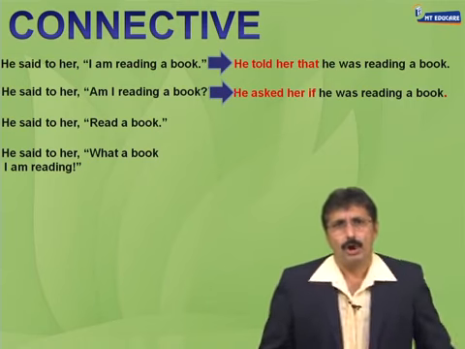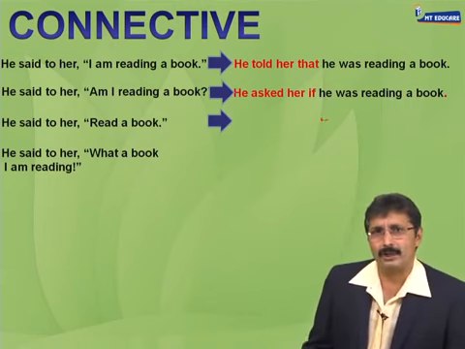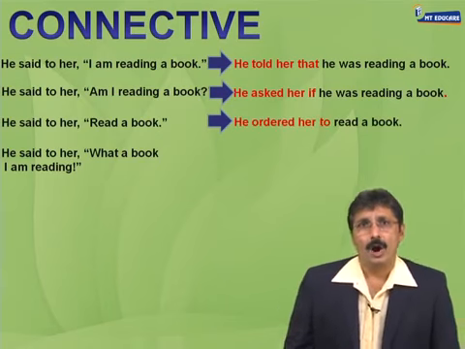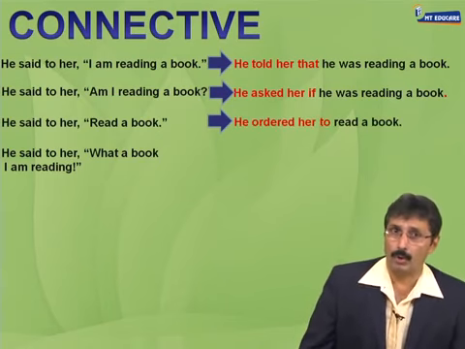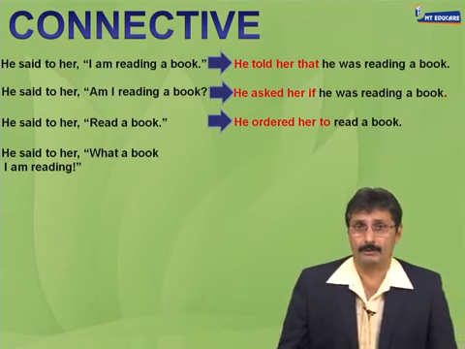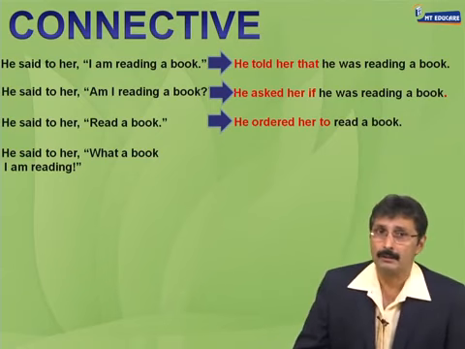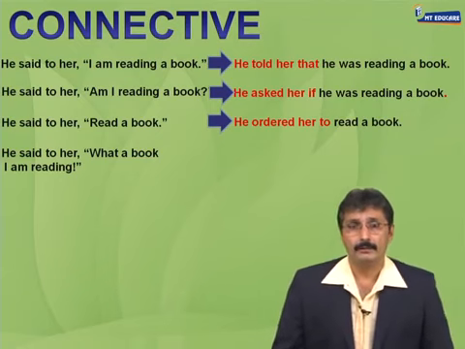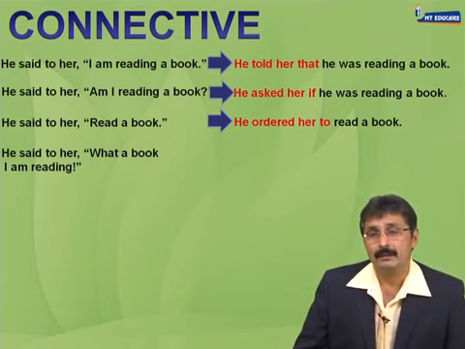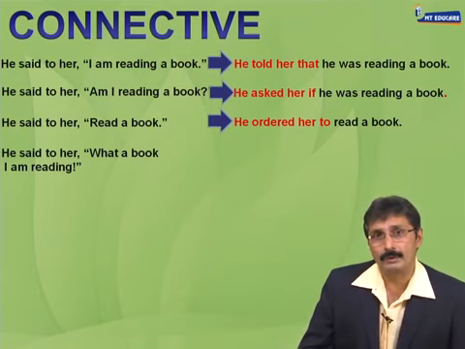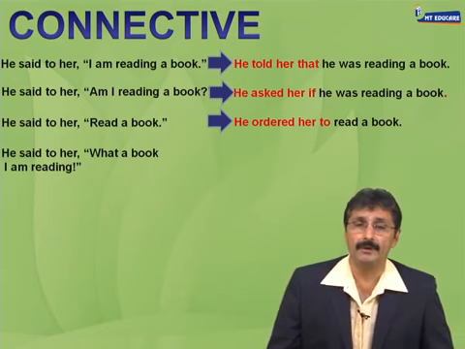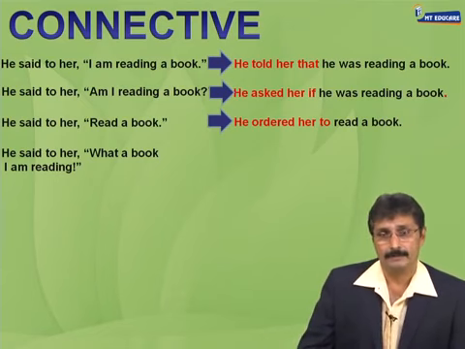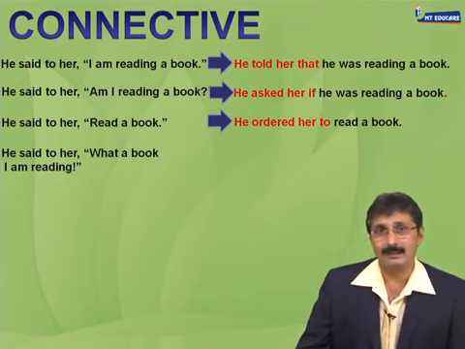He said to her, read a book. और उसका indirect speech है, he ordered her, या he told her to read a book. See what's happened? Said has become ordered, and the verb here along with the comma has become an infinitive, to plus verb, to read. And let us look at the last answer.